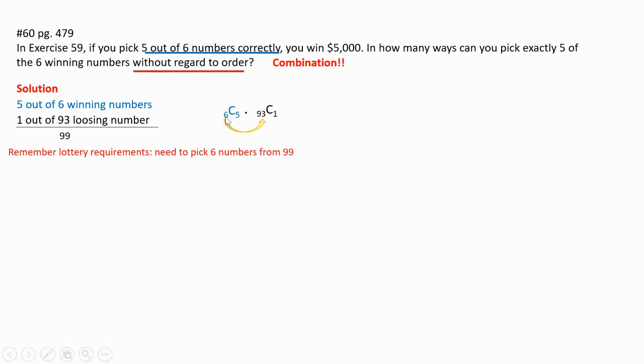You see, this has to be equal to 99, and the outer has to be equal to 6. Put it in the calculator, or use a formula. We got 6 times 93, which would be 558.